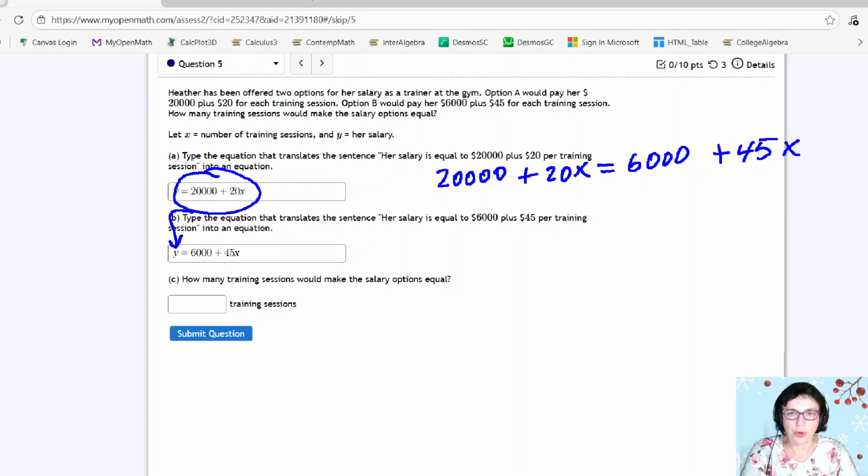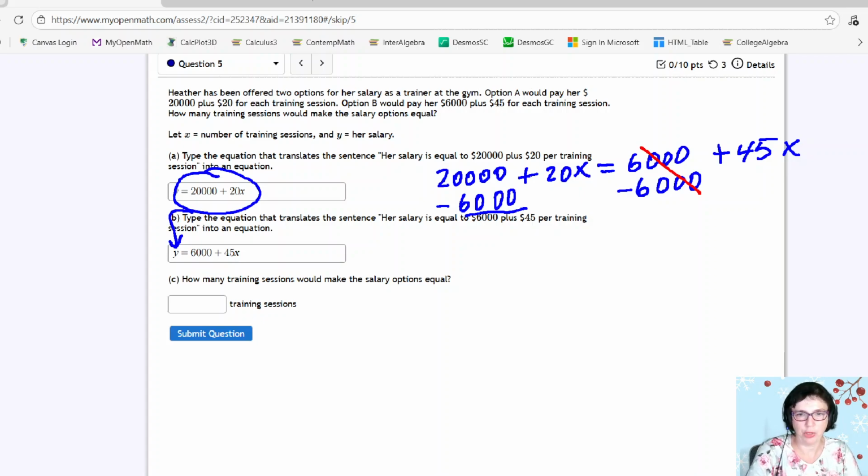Okay, first step, we want to move all the numbers to one side and all the variables to the other side. In this case, I think it'll be more convenient to subtract 6,000 from both sides so we don't have to deal with negative numbers. So we're going to do that first. That is going to cancel it here. Now 20,000 minus 6,000 would give me 14,000 plus 20x equal to 45x.